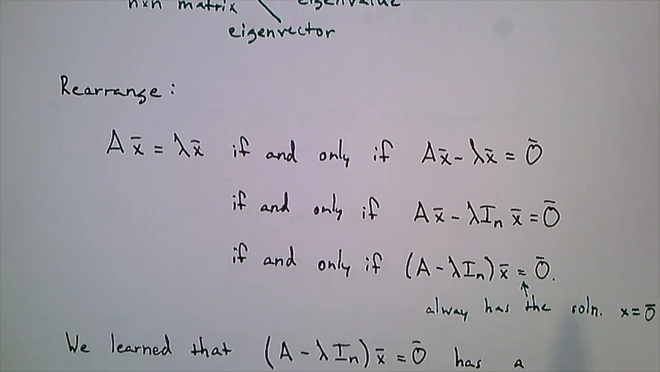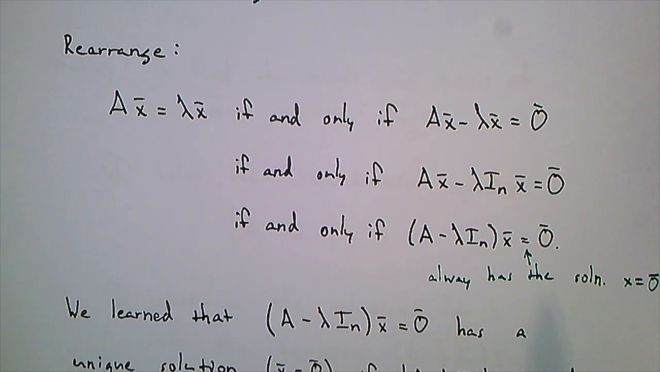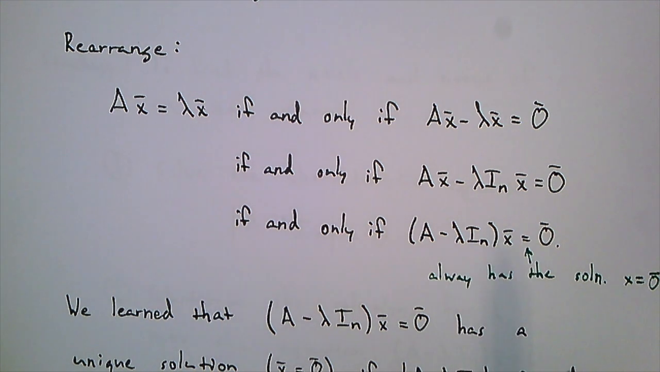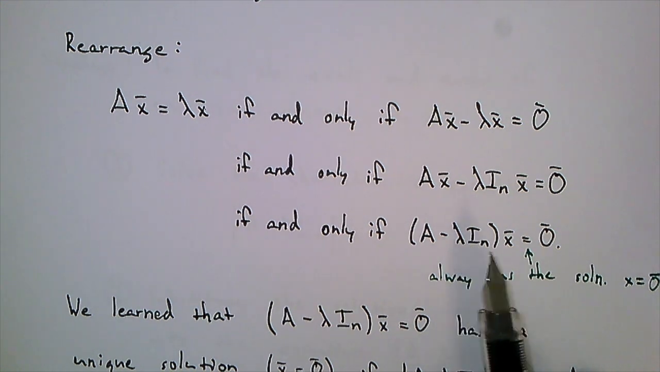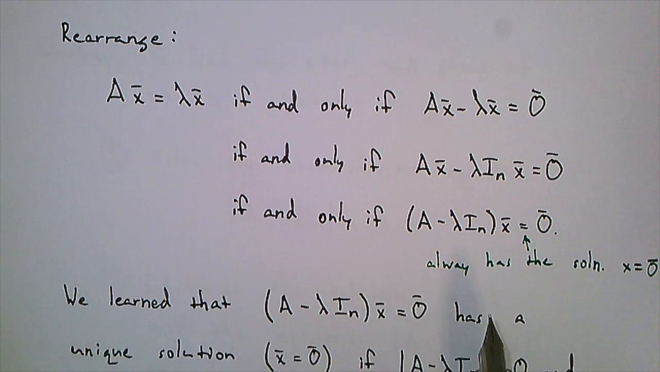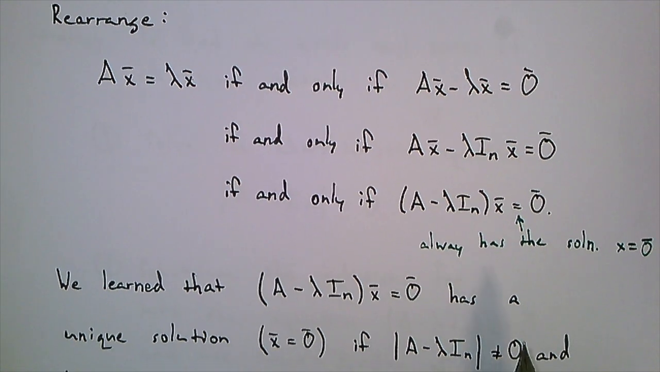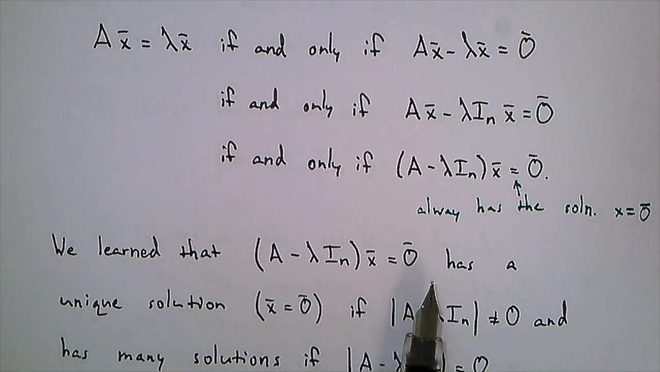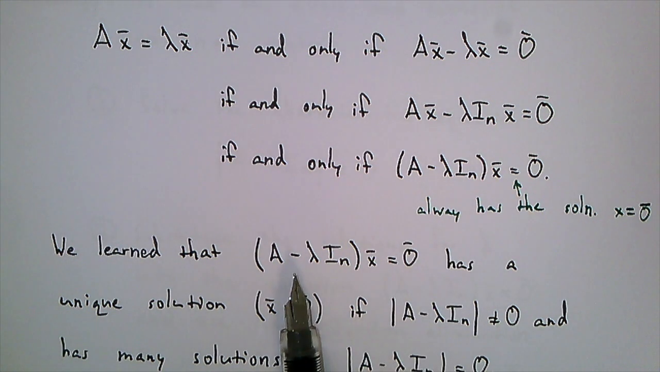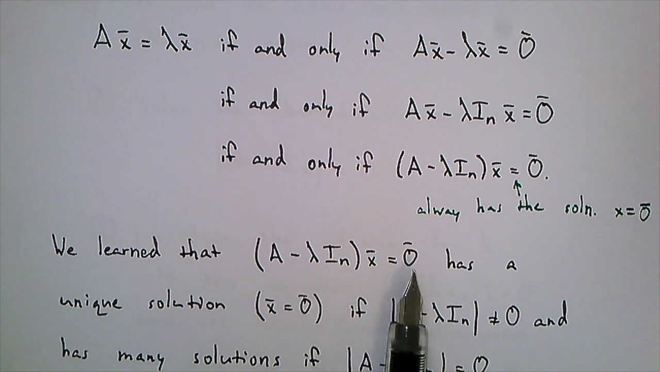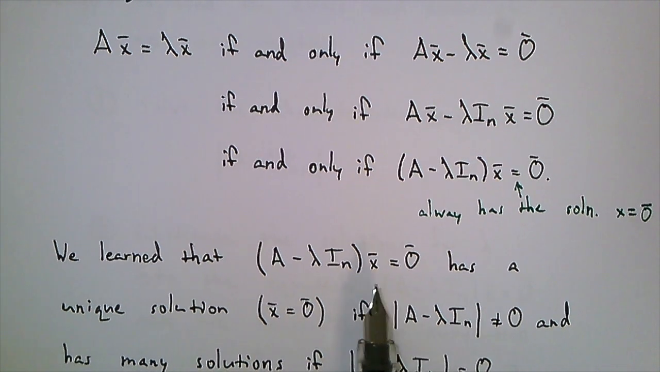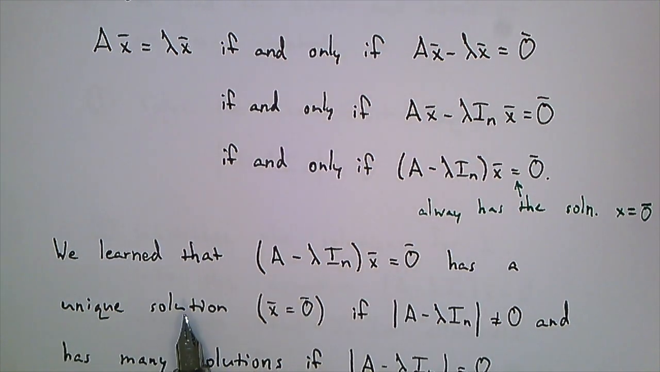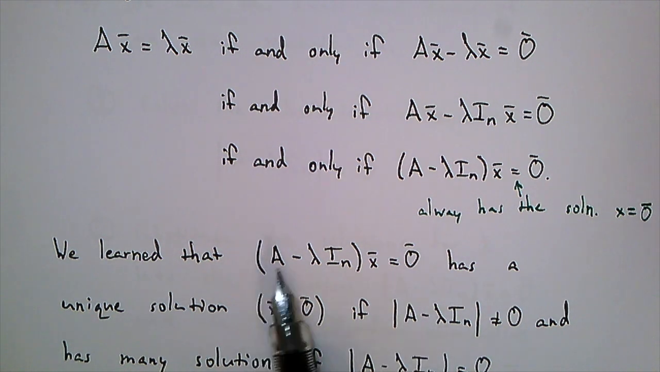So what we've done is rearranged this to look like a homogeneous system of equations. And something that we learned in the previous section is that a system of equations for a square matrix, so n variables and n unknowns, has a unique solution if the determinant of the matrix is not 0.